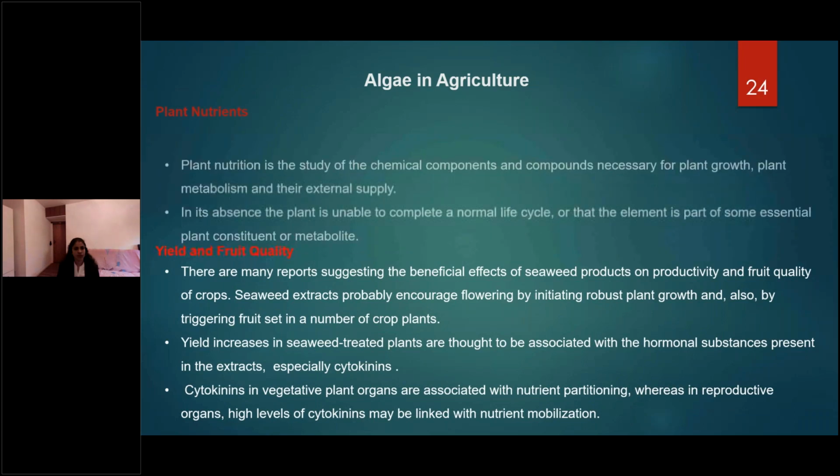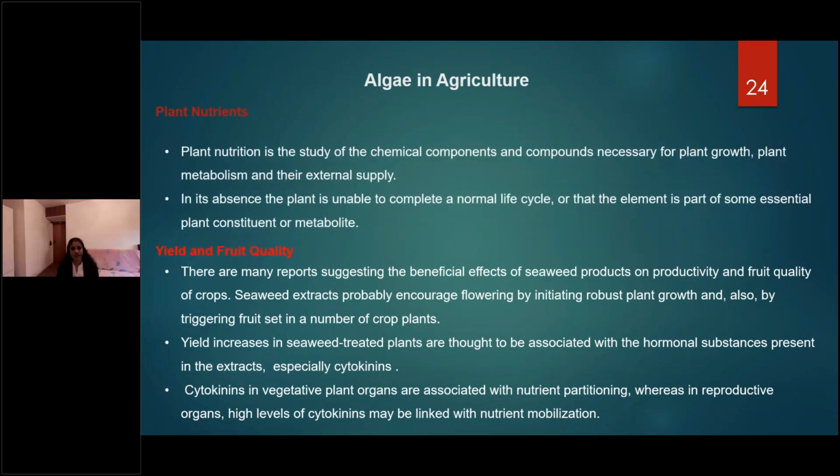So plant nutrition. Plant nutrition is the study of the chemical compounds necessary for plant growth and plant metabolism and their external supply. In its absence, the plant is unable to complete the normal life cycle. So we need plant nutrition for the complete life cycle, and it is essential as a plant constituent or metabolite. So how do these plant nutrients help? It helps in the yields and fruit quality.